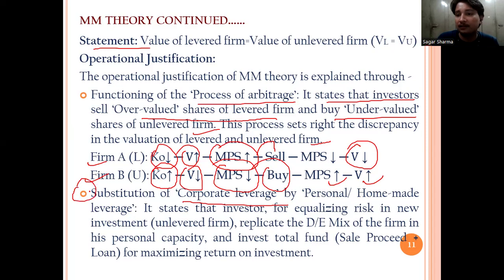Substitution of corporate leverage by personal home-made leverage. Okay, it is a proper justification by the theory. It states that the investor, for equalizing risk in a new investment in an unlevered firm, replicates the debt equity mix of the firm in his personal capacity, and invests total funds, sale proceeds plus loan, for maximizing return on investment. This is the justification by this approach, which is different from the NOI approach.